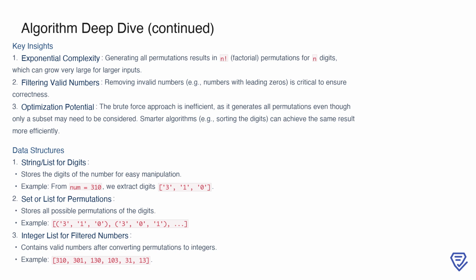Additionally, we rely on specific data structures to implement this approach. Strings and lists are used to store and manipulate the digits, sets or lists are used to store permutations, and a separate list is maintained for the filtered valid numbers. These structures help organize the solution in a systematic manner.